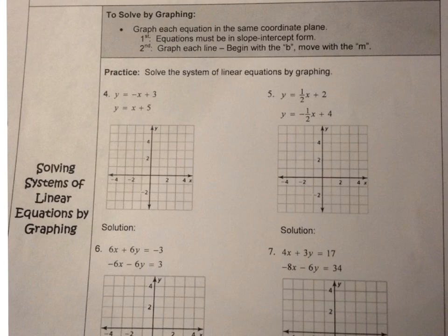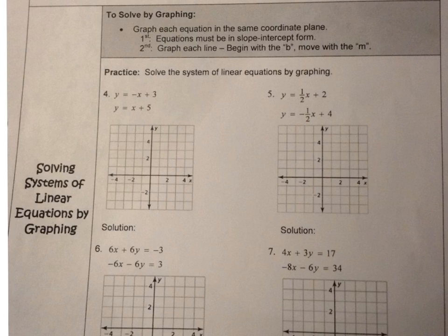In numbers 4 through 7, we're going to be doing something almost exactly like what we did in number 3. However, in number 3, they gave us the equations already graphed. But in 4 through 7, as you can tell, the lines are not there. We have to graph them ourselves.